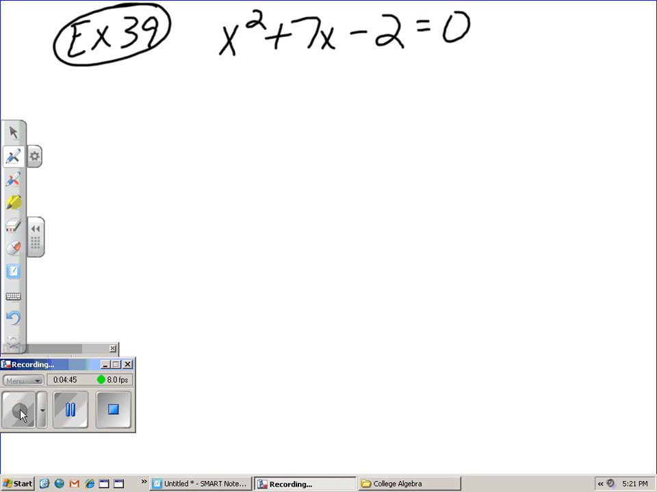Alright, an example for problem 39. We're going to get into some fractions, but don't be scared. First of all, the minus 2 is not the magic number. I've got to move it. So I add 2 and have x squared plus 7x, leave a blank, equals 2.